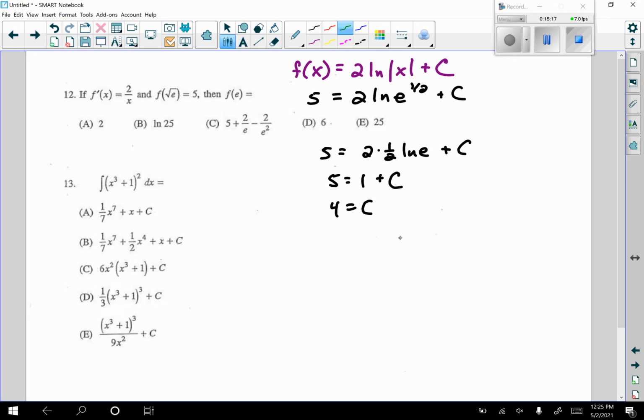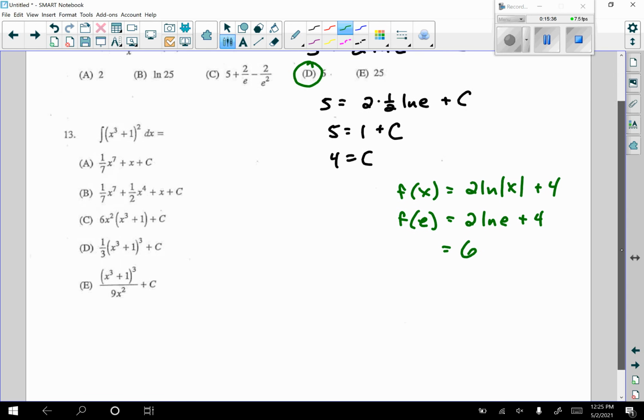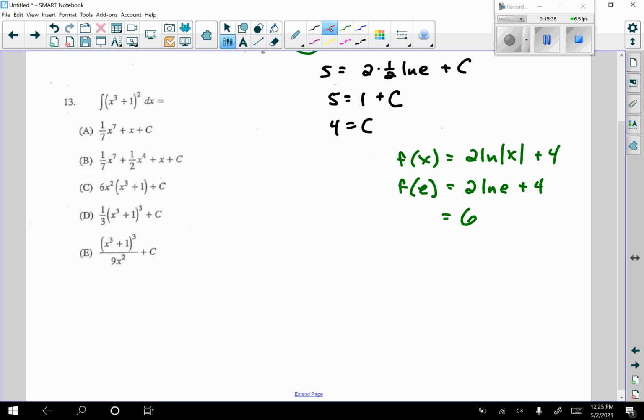So now we have f of x is equal to 2 times the natural log of absolute value of x plus 4. Now they want us to find f of e. Well, that's equal to 2 times the natural log of e plus 4. Natural log of e is 1. 2 plus 4 will give us 6. So there's D.